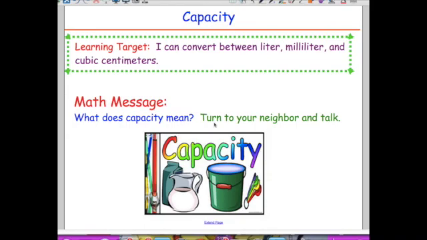Your learning target is I can convert between liters, milliliters, and cubic centimeters. We're also going to be looking a little bit and doing a review from last year on gallons, quarts, pints, cups, and ounces. Your math message says, what does capacity mean? Hopefully this picture down below here will give you a couple of hints, but stop and think about what you think capacity is.